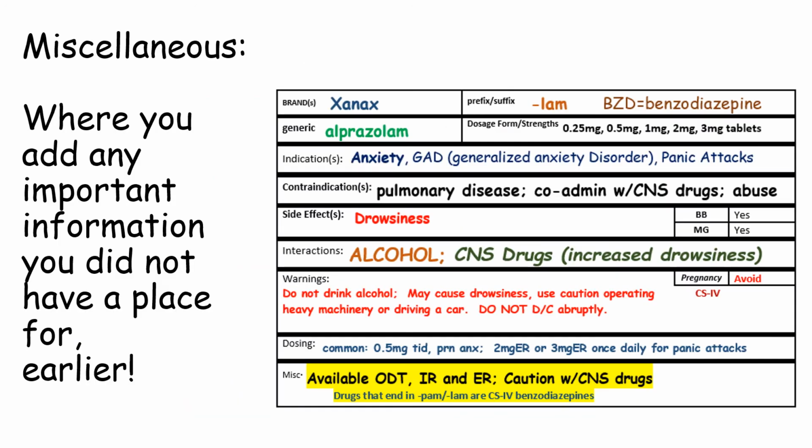So miscellaneous is where you add any important information you didn't have a place for earlier, or anything unique or important that's special about that drug. Here I just put that drugs that end in -pam or -lam are CIV benzodiazepines. So it's all this repetition to reinforce and help you remember. Here it's available as an orally dissolving tablet. There's an IR and ER. I corrected this card, but I took this shot before I corrected it. I also included available as solution. That's important to know. Caution with CNS drugs, and you could even reiterate alcohol.